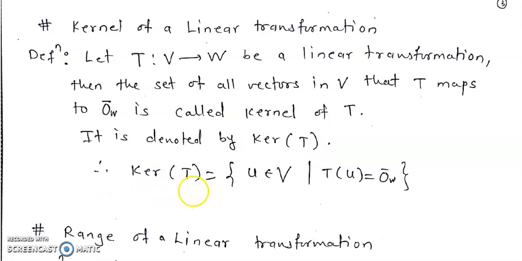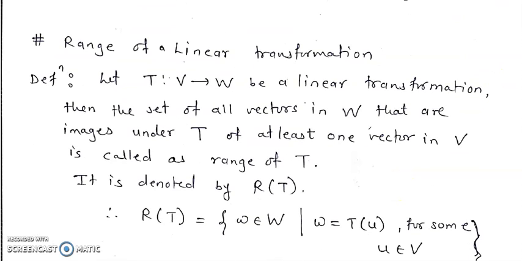Therefore, kernel of T is the set of vectors u belongs to V such that T of u equal to zero vector in W. Now we define range of T. Now let T from V to W be a linear transformation. Then the set of all vectors in W that are images under T of at least one vector in V is called the range of T.